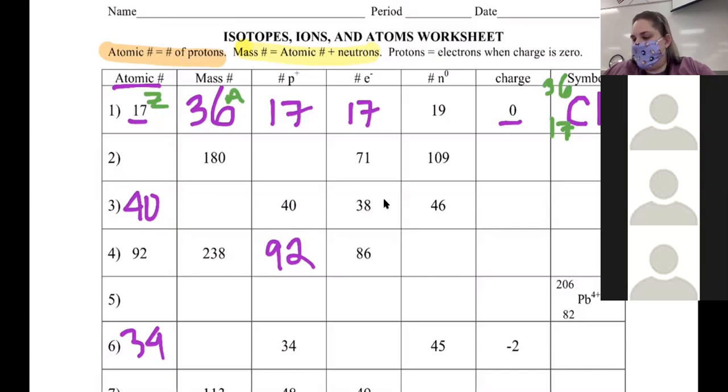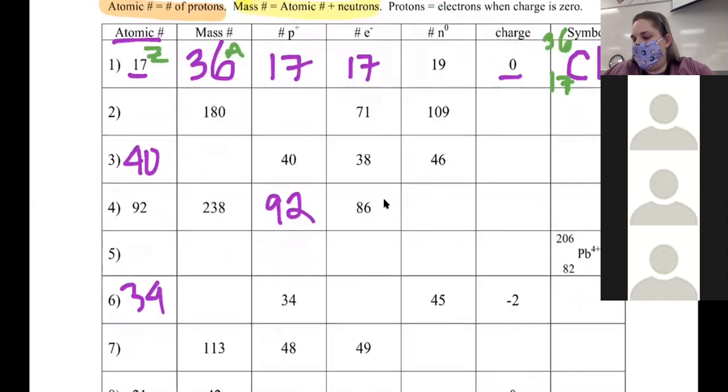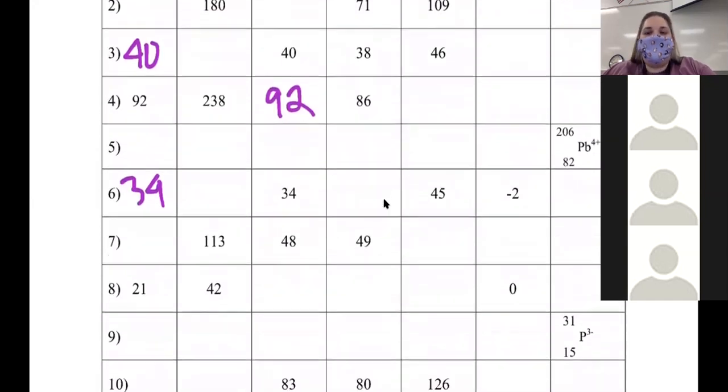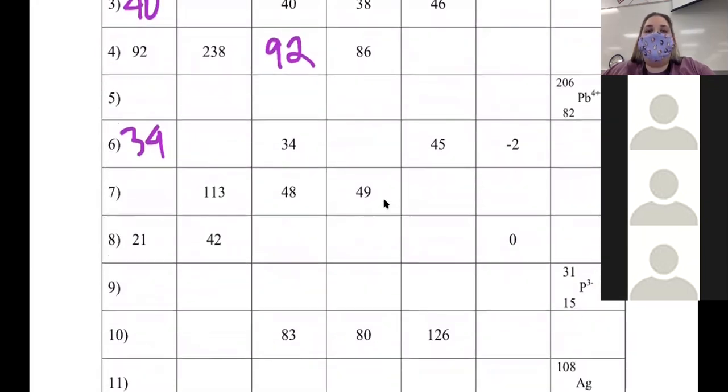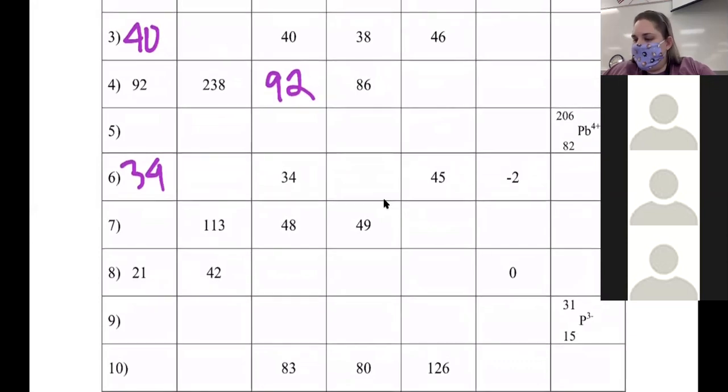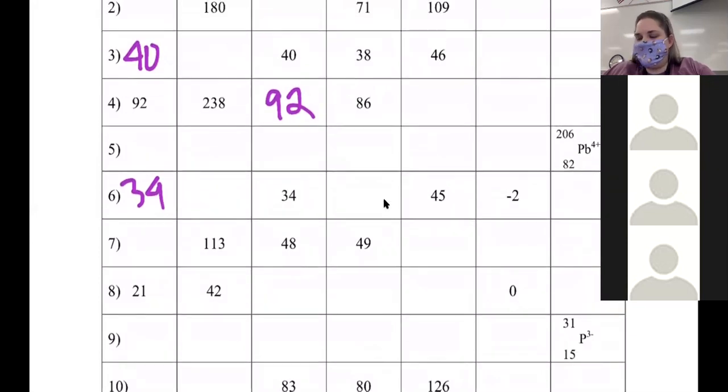So let's do one now where we're going to go the other direction. We're going to go backwards. Let's look at number 5, because for number 5, they gave me the symbol. Now they want me to write out all the information. So from this symbol, what can I fill in first? Emmanuel, which one do you want to do first on number 5?